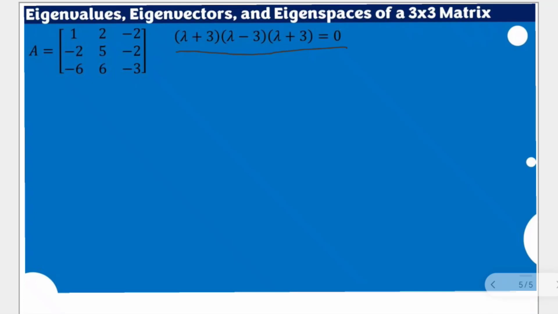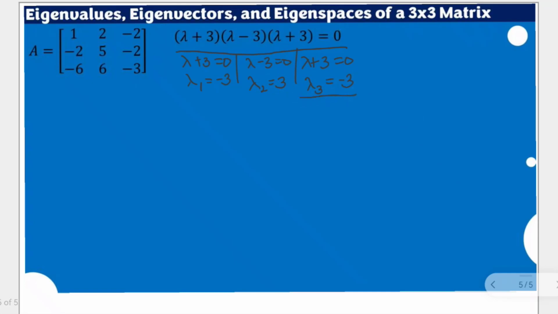Because the product of the three binomial expressions here is 0, we can only say that this is true if one or two or all of these binomial expressions are equal to 0. So lambda minus 3 equals 0, lambda plus 3 is also equal to 0. You could see here our first lambda is negative 3, our second lambda is 3, and our third lambda is actually negative 3 as well.